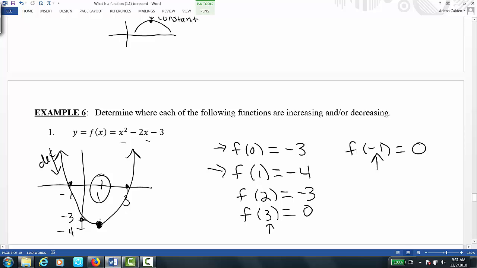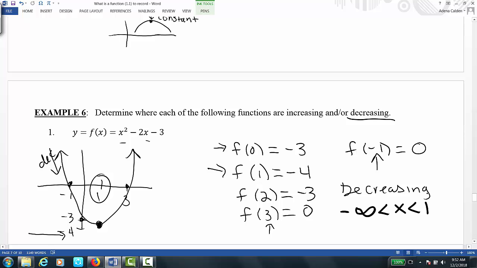Don't let the arrow on the end confuse you. That just means that the graph continues up. We read the graph from left to right. So we're moving from left to right, and we're looking at what our function's doing. The y values are coming down. So that means that we are decreasing. So we are decreasing from negative infinity all the way until x equals 1.